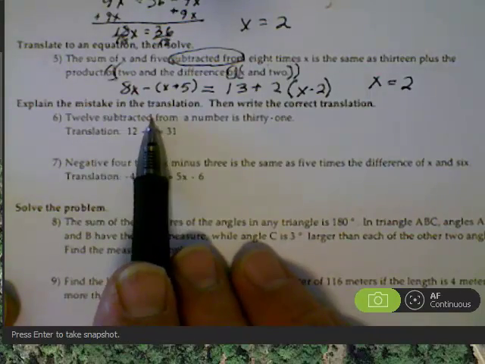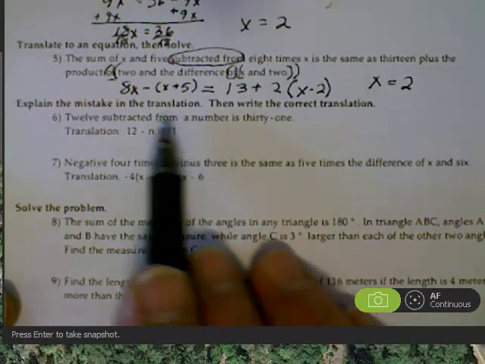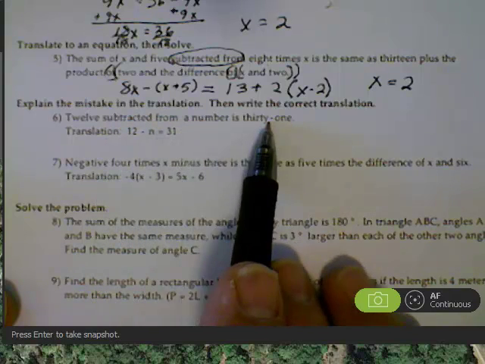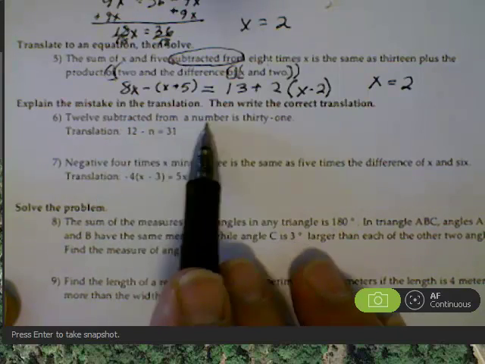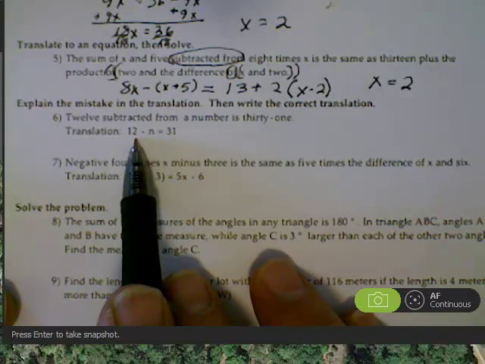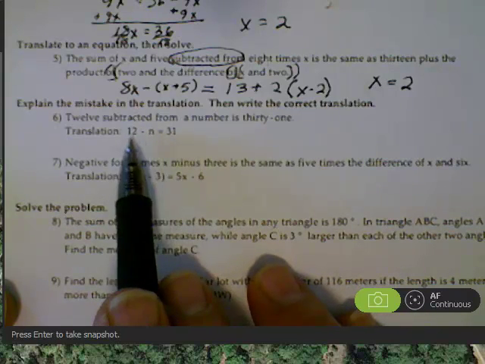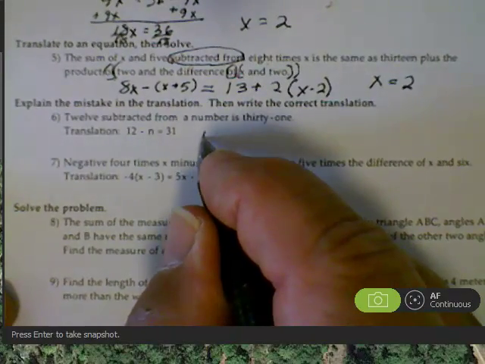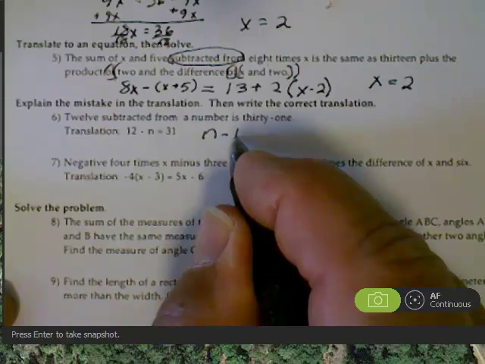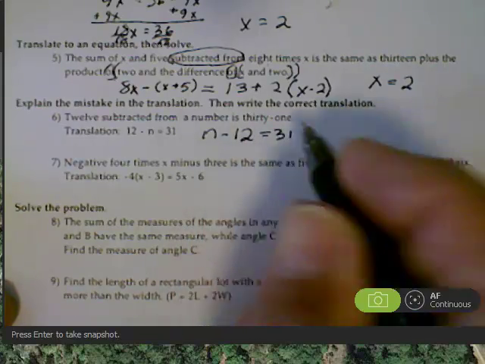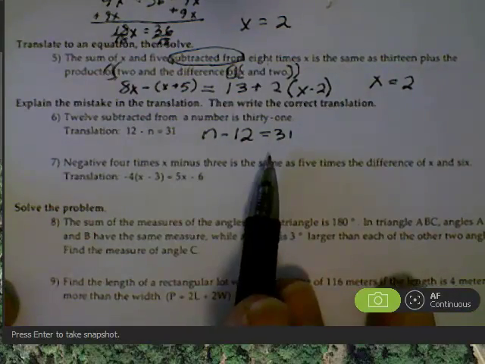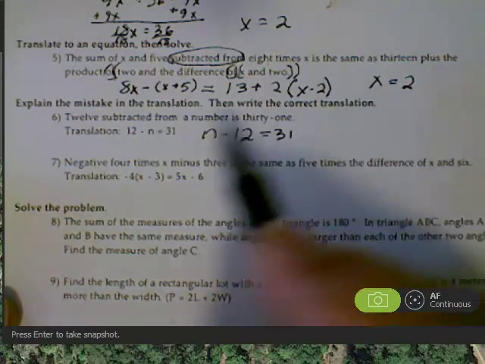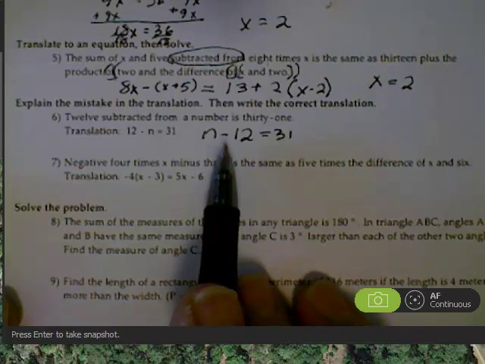Explain the mistake in the translation, then write the correct translation. 12 subtracted from a number, subtracted from again, a number is 31. Well, see, they have it backwards. You're supposed to subtract 12 from the number. So from the number we're taking 12, and that's 31. Notice that that was explained by saying the subtraction was wrong and then writing it correctly.